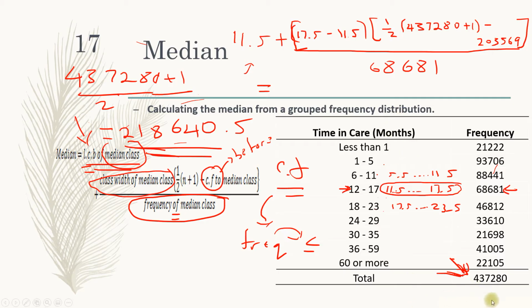So let us compute that and see what we get from it. When you do the calculation, which I've already done here, it's going to be 12.83. So this is the median that has been computed. What does this value represent? This value means half of the number of children in foster care spend 12.8 months or less in foster care. All right, half of the number of children spend 12.8 months or less in foster care. That's what it represents.